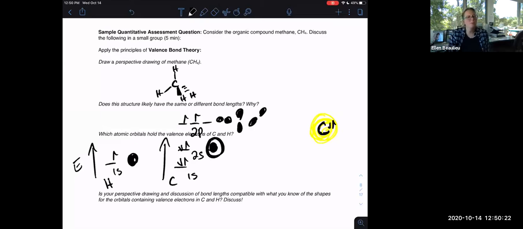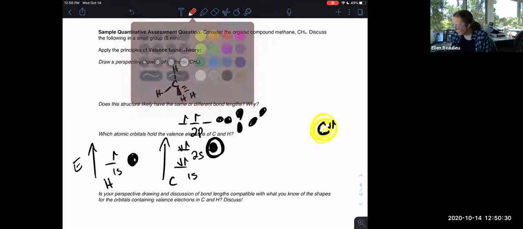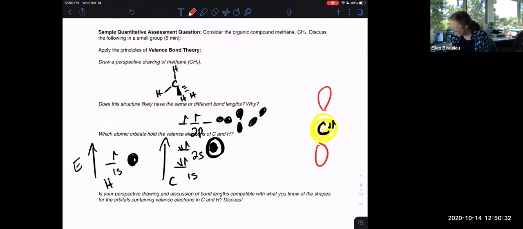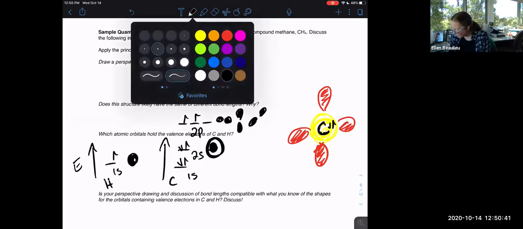So I have a 2s orbital, but it's full. Can any more electrons go in that orbital? No, it's all full. What about the 2p? Well, I have 2p orbitals. Each of them has 1 electron in it.